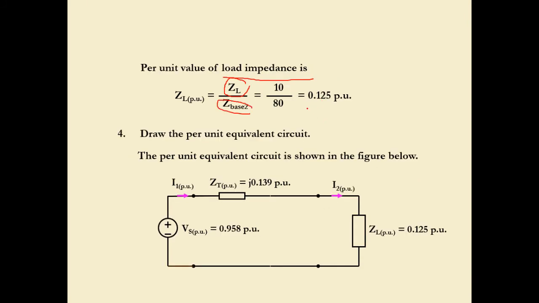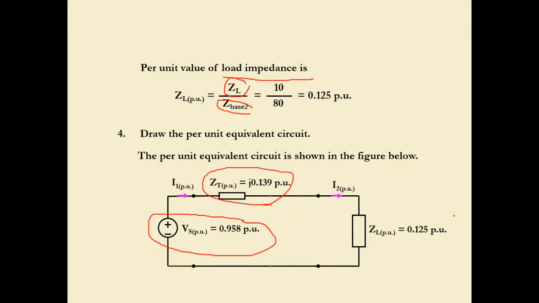And then we get the ZL 0.125 pu. So draw the per unit equivalent circuit. The per unit equivalent circuit is shown in the figure below. This is the VS pu. We calculate: we have 230 just now over 240. So we have I1 pu. So we have ZT pu. This is at the primary side or the low voltage side.